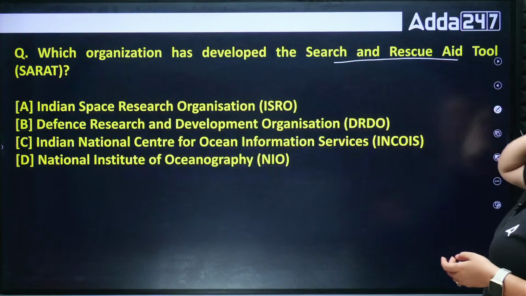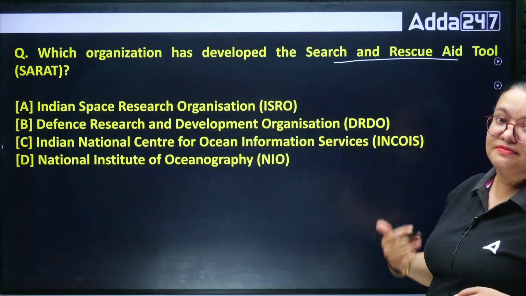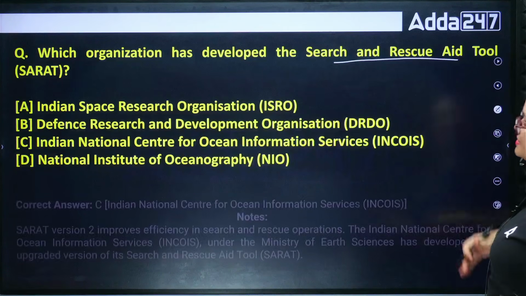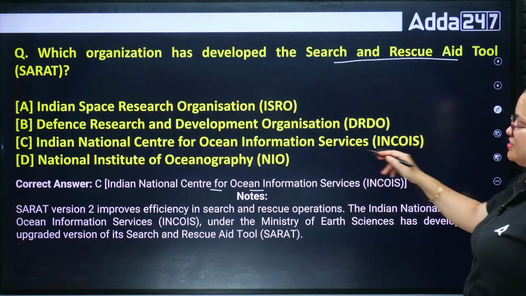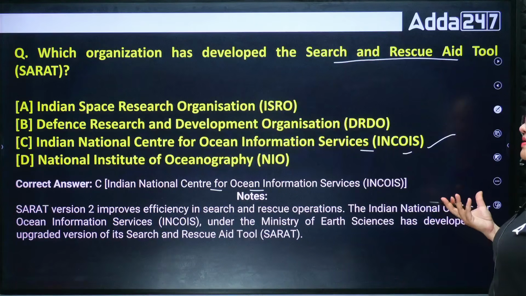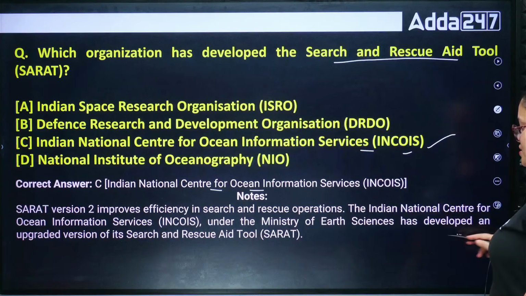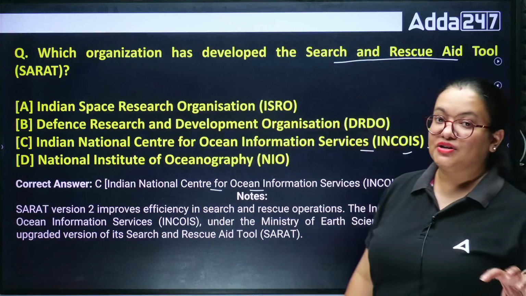So whenever we talk about such a program, it mainly helps in such places. So it is an organization. The organization is the Indian National Center for Ocean Information Services. So this is mainly for such services, which are mainly deployed as a search and rescue tool.